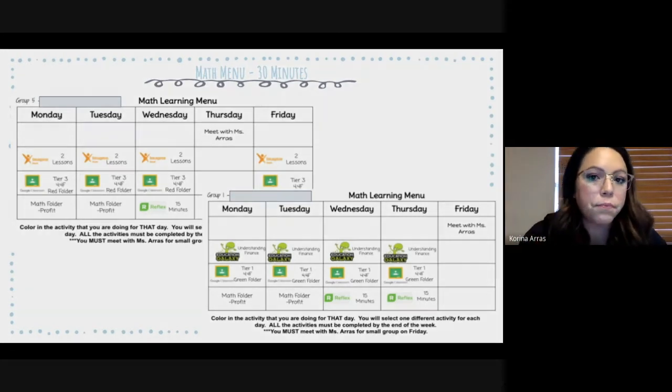And then my group 5, they're in tier 3. They didn't master that division TEK on that checkpoint, and they also have Imagine Math on there. I'll get into a little bit more why those have Imagine Math and then the other ones have Education Galaxy.